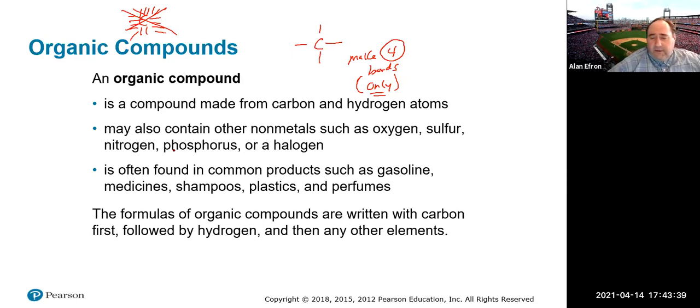As I mentioned earlier, other elements will come in and bond with the carbon. Things very commonly seen in organic chemistry are oxygen, sulfur, nitrogen, phosphorus, and the halogens, that's group 7 on the periodic table. That's your fluorine, chlorine, bromine, etc.